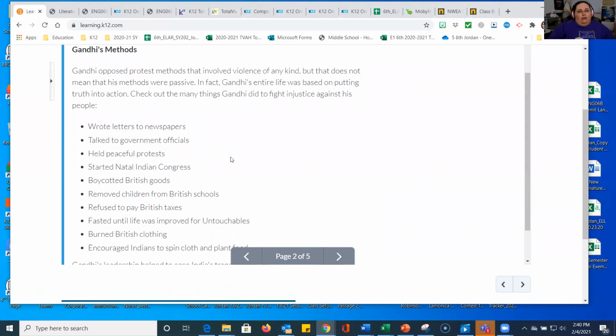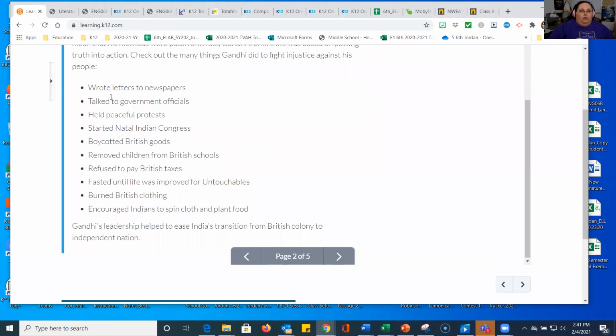Gandhi's methods. Gandhi opposed protest methods that involved violence of any kind, but that does not mean that his methods were passive. In fact, Gandhi's entire life was based on putting truth into action. Check out the many things Gandhi did to fight injustice against his people. He wrote letters to newspapers, talked to government officials, held peace protests, started Natal Indian Congress, boycotted British goods, removed children from British schools, refused to pay British taxes, fasted until life was improved for untouchables, burned British clothing, and encouraged Indians to spin cloth and plant food. Gandhi's leadership helped to ease India's transition from British colony to an independent nation.